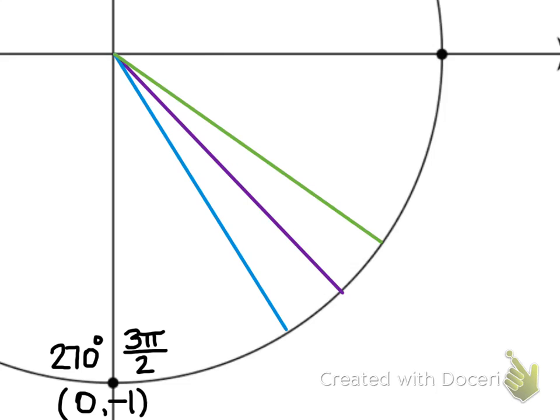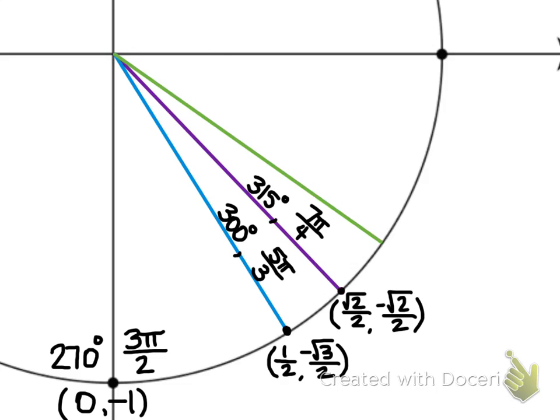Okay, now we're in quadrant 4. So our next angle from 270 is going to be 300 degrees, which is 5 pi over 3. And our ordered pair this time is positive 1/2, negative square root of 3 over 2. We're going to the right and then down. So that's positive, then negative. Our next angle is 315 degrees, which is 7 pi over 4. That's the ordered pair square root of 2 over 2, comma negative square root of 2 over 2.